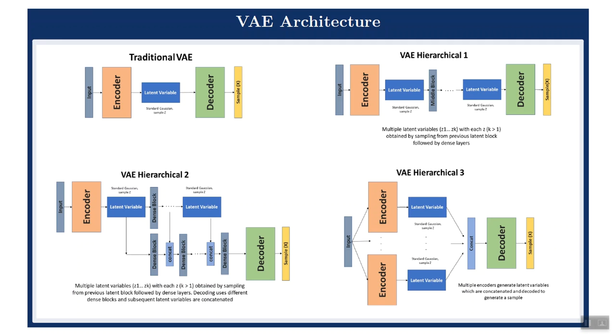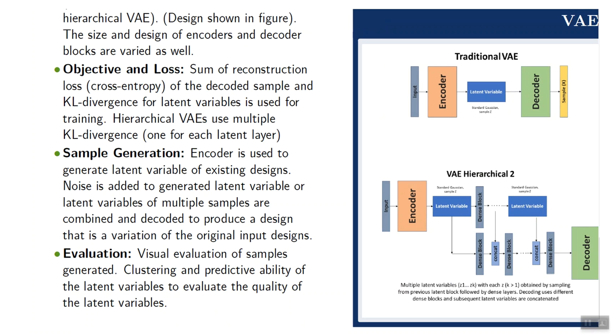The hierarchical VAE3 I have here has a parallel encoding structure where we build different encoders in parallel and then we generate multiple blocks of latent variables, concatenate them together and then decode them to generate the output sample. So the objective function, or the loss function, in this training process is very similar to the traditional VAEs that we would have.